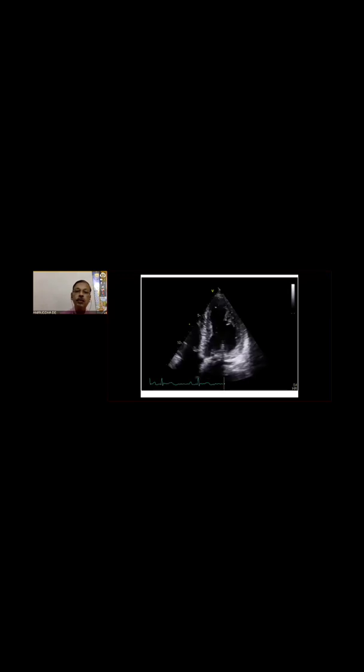But you can see the contractility of the left ventricle is well preserved. So we did the GLS. Here the GLS is again -17%. So what should we do with -17%? What is written in the literature?